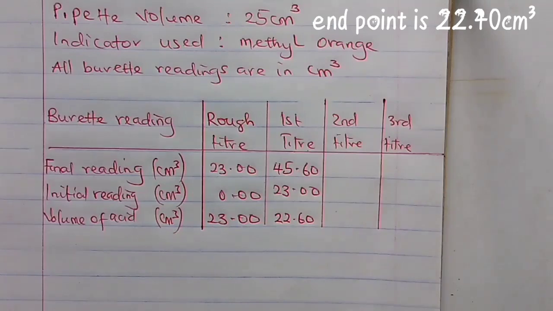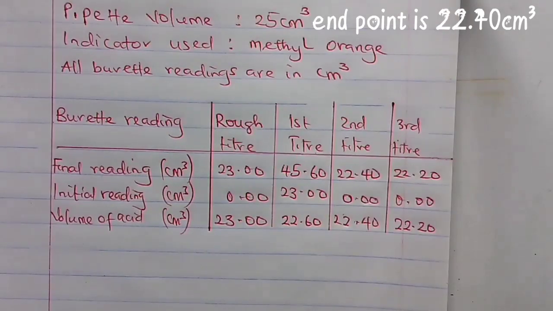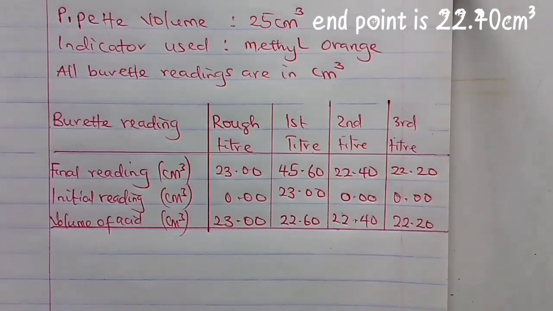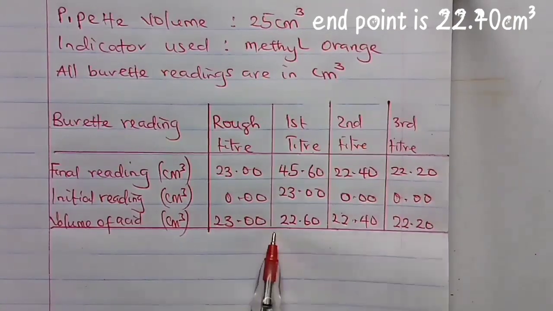Make sure that you do this experiment two more times, taking care of the rough titer, the first titer. It is not compulsory that your table looks exactly like mine.